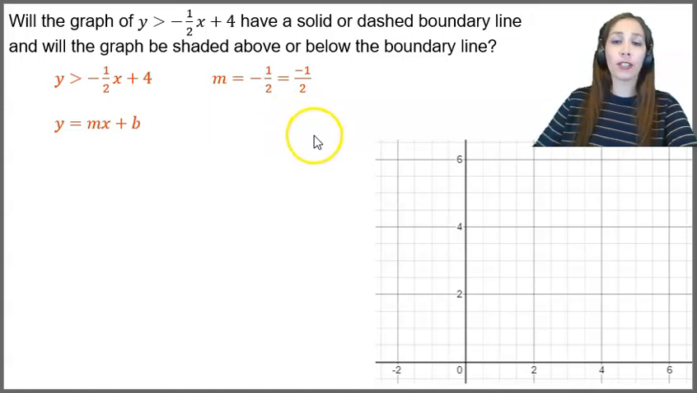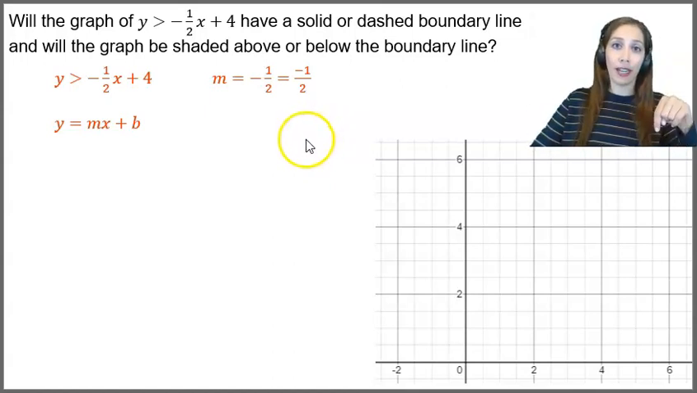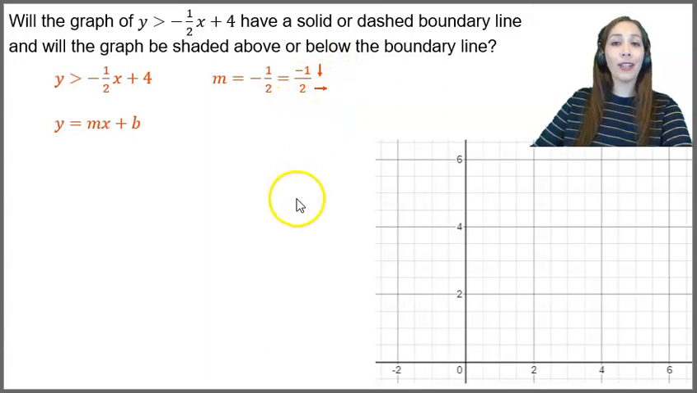Remember, the numerator of slope determines if it goes up or down. If it is positive, it goes up. If it is negative, it goes down. In our denominator, we have a +2. If this is positive, it goes right. If it is negative, it will go left. Since our numerator is negative, it goes down. Denominator is positive, it will go right.